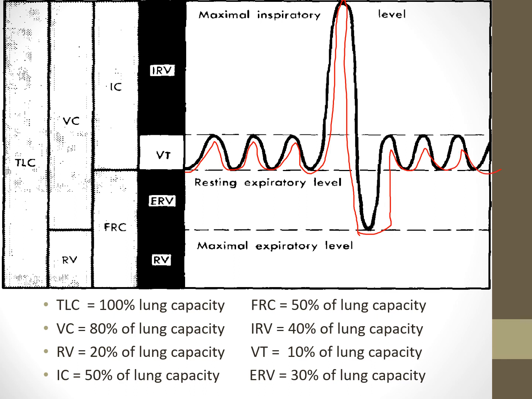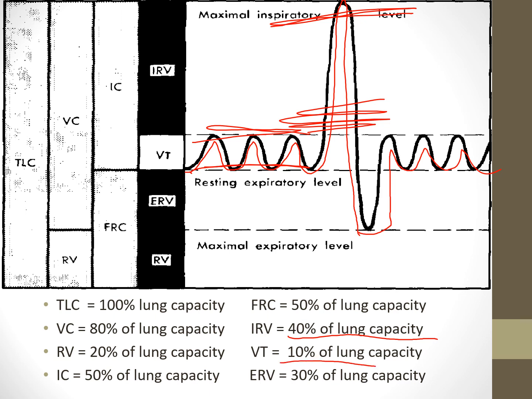So tidal volume is just your normal quiet breathing here. When we're looking at inspiratory reserve volume, that's this whole area up here, right? A lot of area, and so that's 40%. Your IRV is 40% of your lung capacity, right? That's that whole area. Your tidal volume, you're only using 10% of your lung capacity right now, as long as you're not like running on a treadmill, right? So you're only using 10% of your lung capacity right now just for quiet breathing.